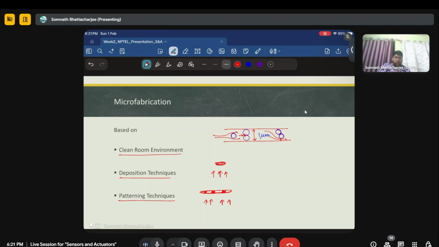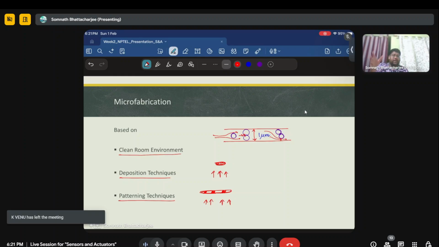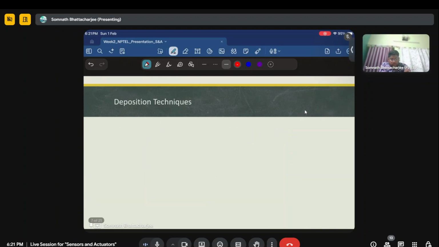So based on your needs, your design, and your patterns, you will have to choose your deposition techniques. Based on your need, you will have to choose the patterning techniques, and in every case you need to consider the cost of everything. If your patterning technique is costing you more, but you don't need that much fine tuning of each pattern, you can use a much lower cost patterning technique as well. Now let's move on to specific deposition techniques. There are several deposition techniques as well.